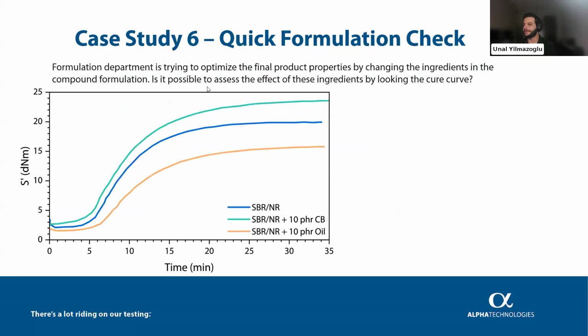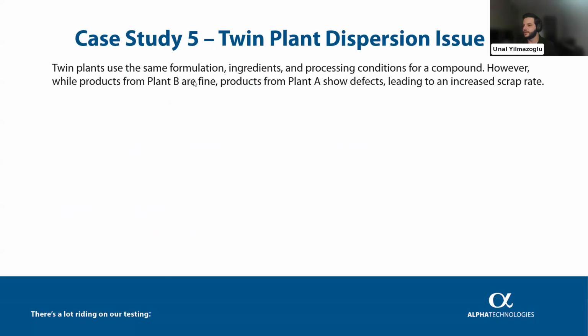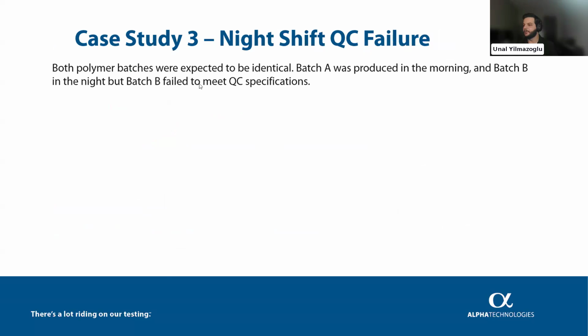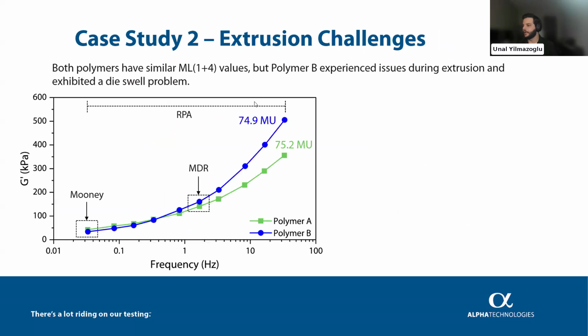These case studies are perfect for this question, because in this case study the Mooney values are typically the same, so you cannot distinguish with a Mooney. Then when you go up to higher frequencies with the RPA testing, you can understand which one has a higher G prime, which is more or less directly linked to the extrusion problems.